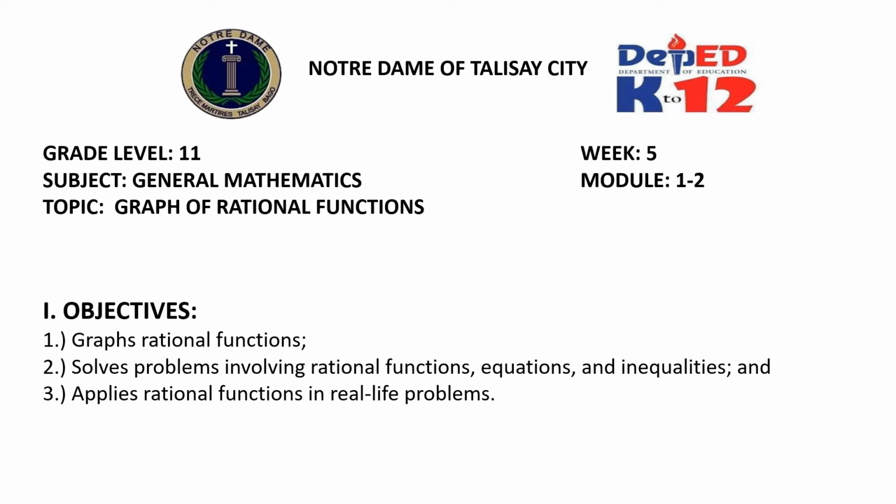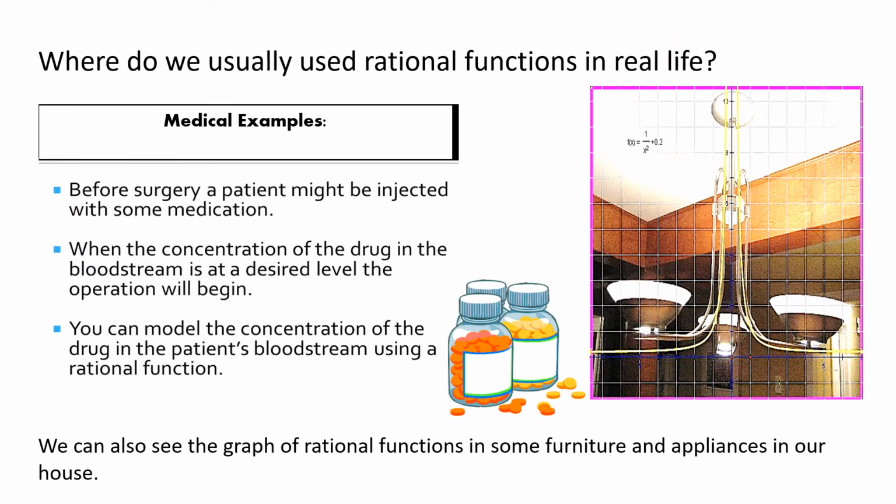Everyone, we are now in our week 5, and our topic for today is about graph of rational functions. So where do we usually use rational functions in real life? We have here the medical examples, and also we can see the graph of rational functions in some furniture and appliances in our house, like for example in this chandelier, whose shape looks like a graph of a rational function.